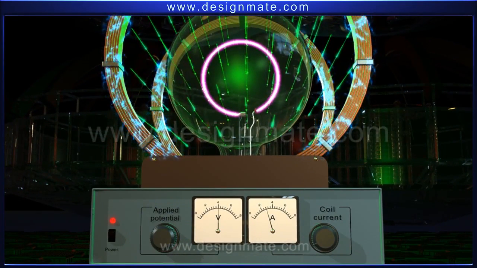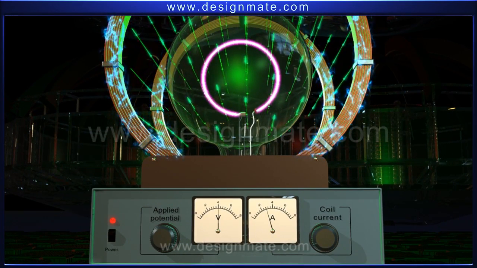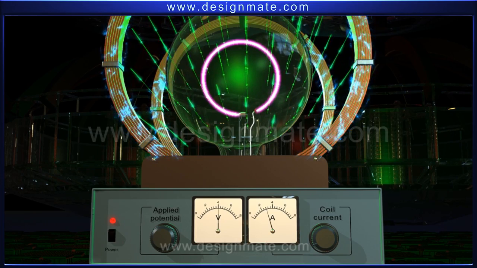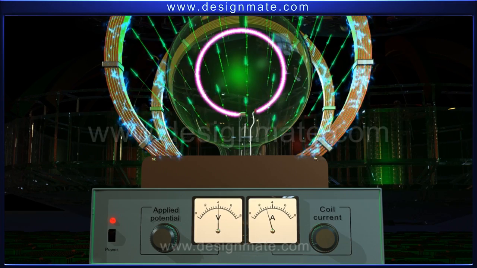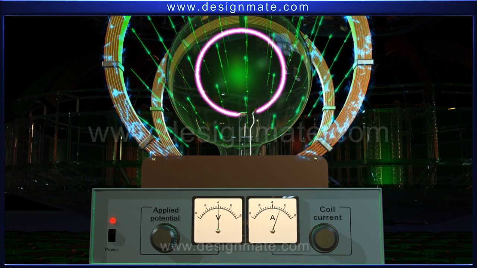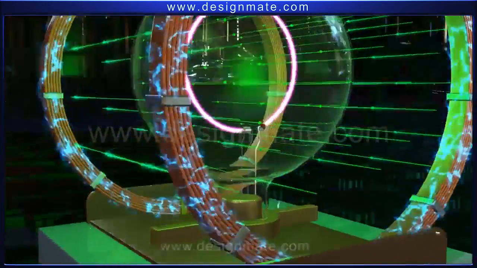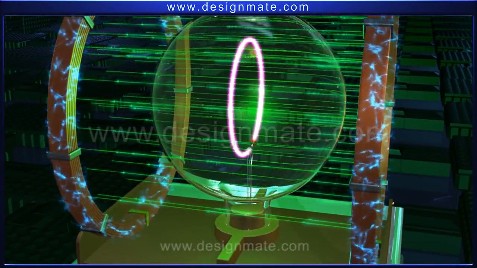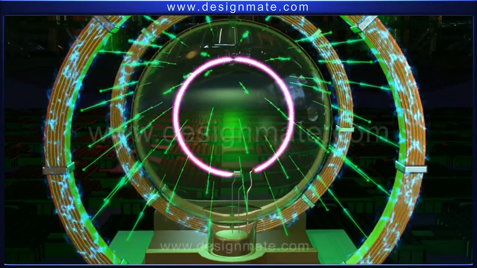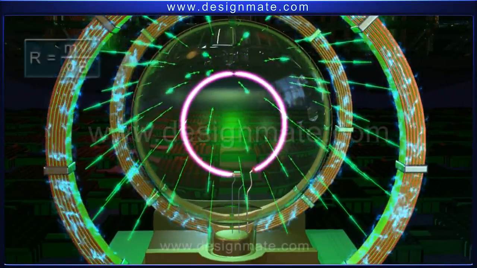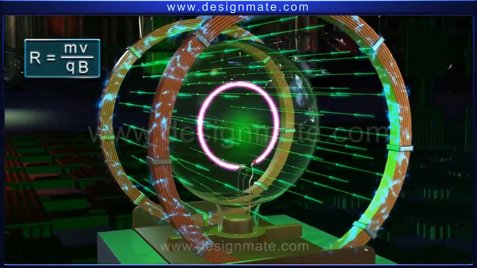Increasing the accelerating potential increases the speed of the electrons. As a result, the radius of the ring increases. Increasing the current in the coils results in an increase in the magnetic field. Consequently, the radius of the circular path decreases. These observations are in accordance with the derived formula.